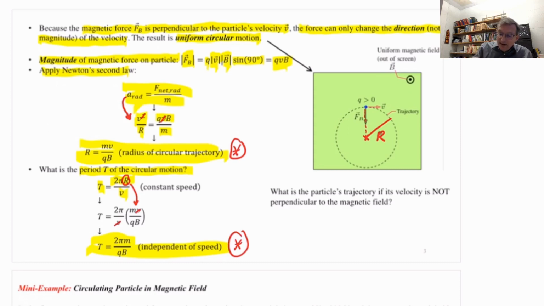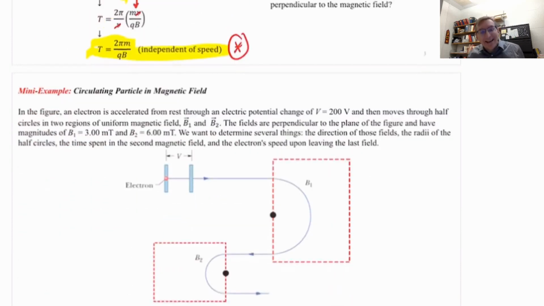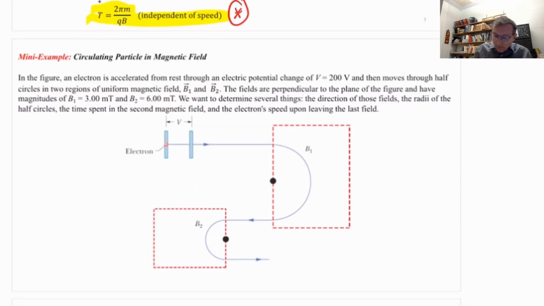And I want to do a mini example where we apply that thinking, okay, to a laboratory-like situation. Mini example, circulating particle in a magnetic field. Okay, what's happening in this figure? We have a charged particle. Well, it happens to be an electron. It's going to be accelerated from rest through an electric potential change of V equals 200 volts. I'd be more inclined to call it delta V, but this picture calls it V.